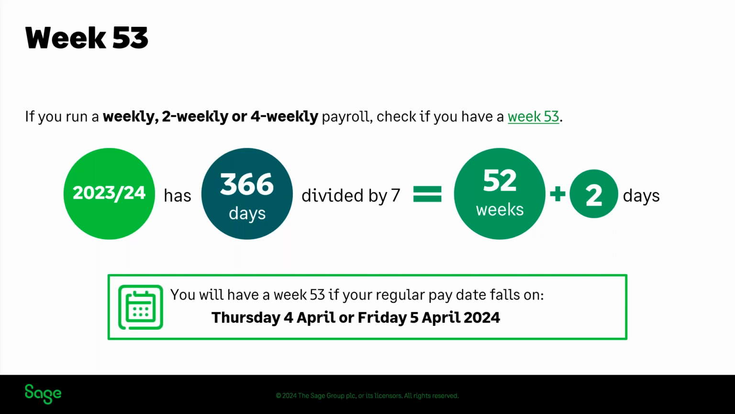So to recap there, you will have an extra pay period or week 53 if you run a weekly, 2-weekly or 4-weekly payroll and your regular pay date falls on Thursday the 4th of April or Friday the 5th of April 2024. But please note you need do nothing in Sage Payroll. Simply process the pay period as normal and PAYE will be calculated in accordance with legislation. So I'd like to point out that on this slide, the extra 2 days shown doesn't mean you'll only pay 2 days, but it just shows that you will have an extra pay period in the tax year.